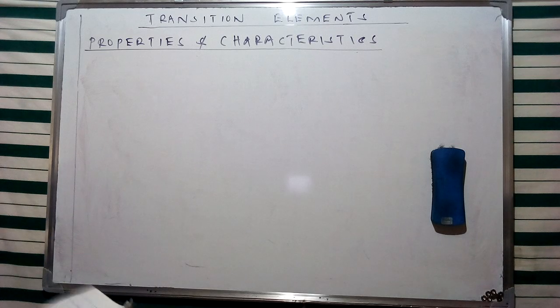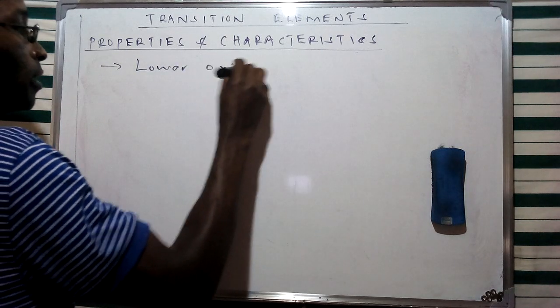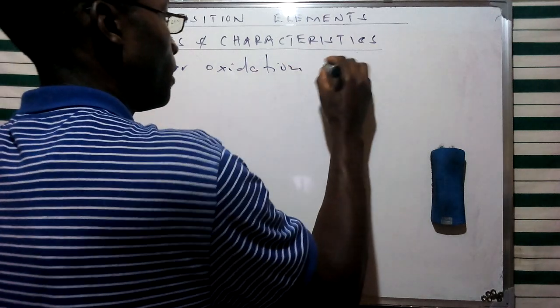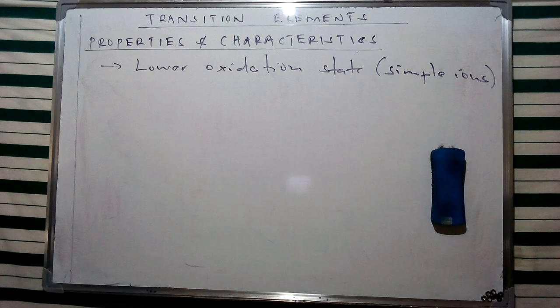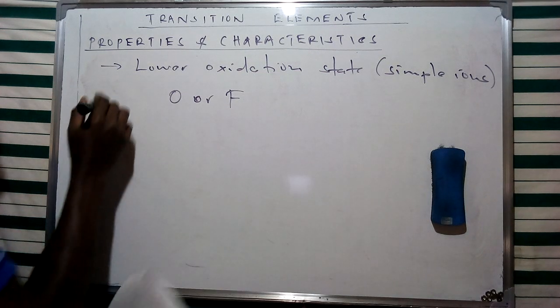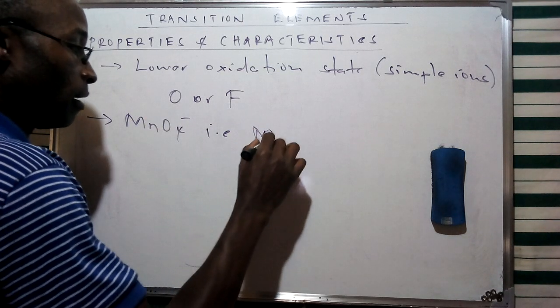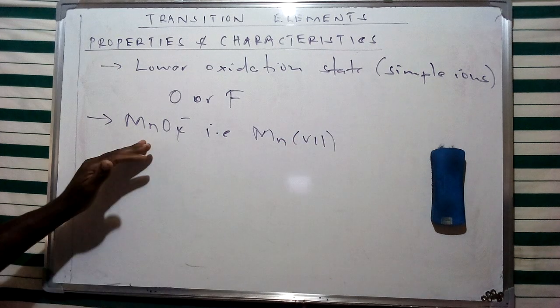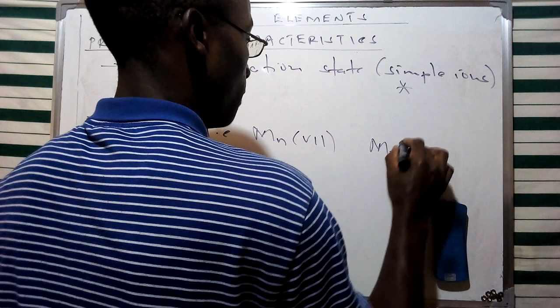Other properties which we're going to witness for these compounds are at lower oxidation states. In lower oxidation states, these compounds are going to exist as simple ions. But in high oxidation states, these compounds are going to appear covalently bonded to either oxygen or fluorine. So we're going to have an example of this. For instance, if we consider manganese 7, it's going to exist as a bonded compound, and not in the form of a simple ion, which would be given as Mn7+.